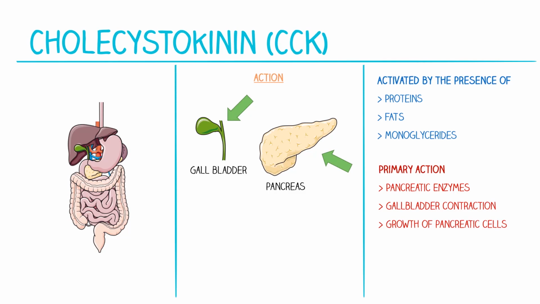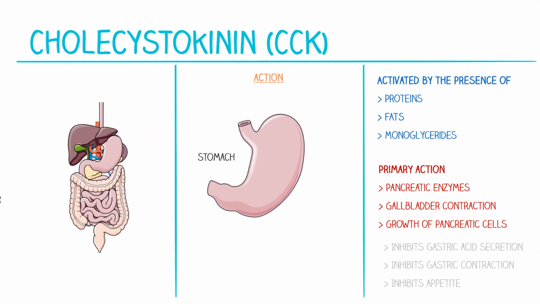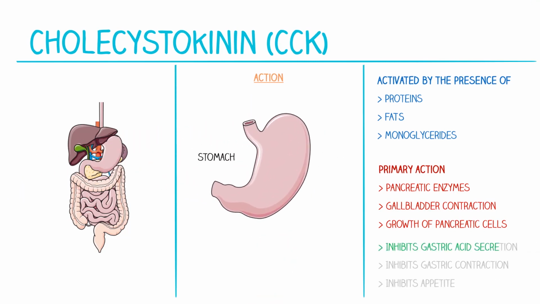Cholecystokinin has some inhibitory actions also. They inhibit the secretion of acids in stomach. They also inhibit the contraction of stomach. This in turn slows down the emptying of stomach into small intestine and provides adequate time for digestion of fats in small intestine. They also inhibit appetite and help to prevent overeating.